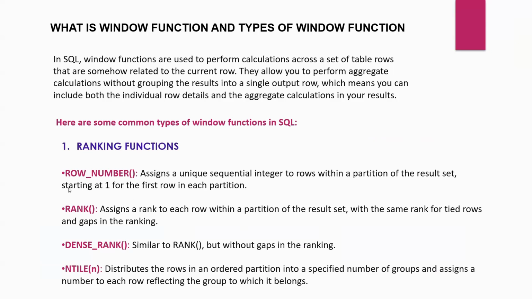Then we have RANK. RANK assigns a rank to each row within a partition of the result set, with the same rank for tied rows and gaps in the ranking. DENSE_RANK is similar to RANK but without gaps in the ranking.